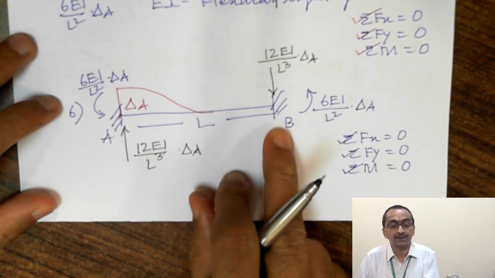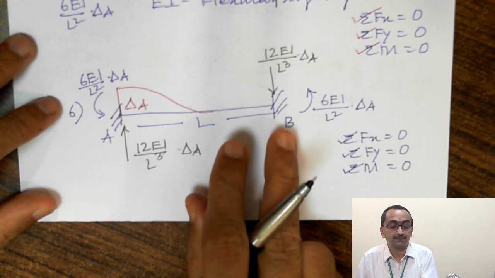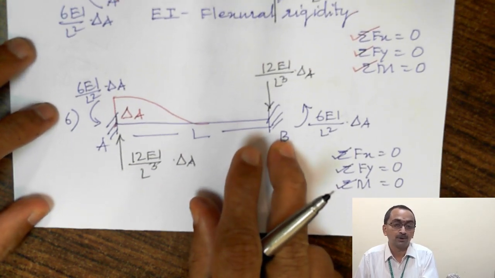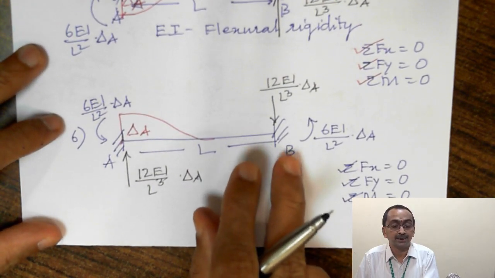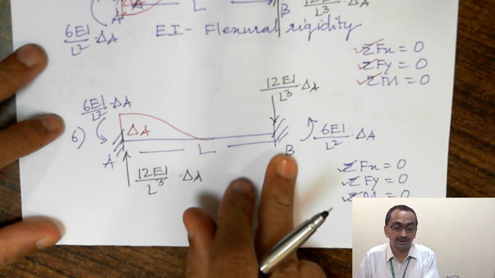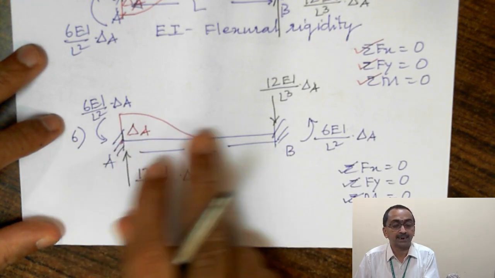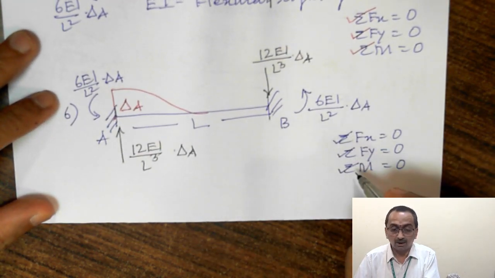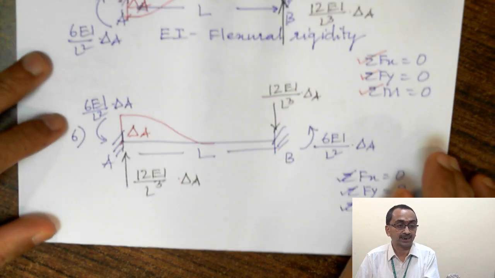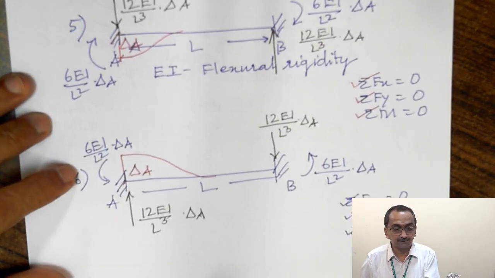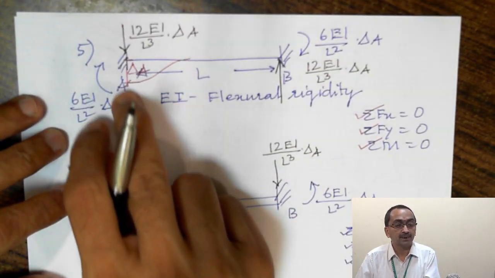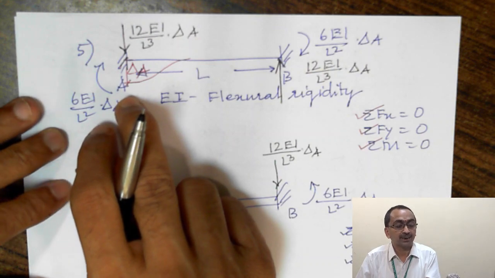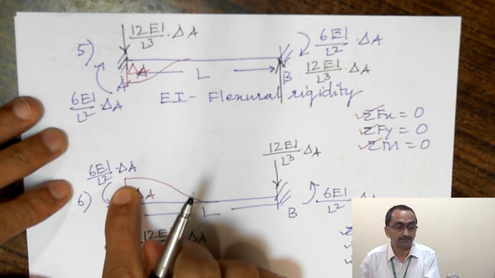Students can check whether the summation of moments at B is equal to 0, and let me know whether you are getting some difficulty in doing it. So summation of moments at A and summation of moments at B is equal to 0. So in that structure we are getting all the conditions of static equilibrium satisfied. So this is the classic case when we have given the downward deflection at A and upward deflection at A.